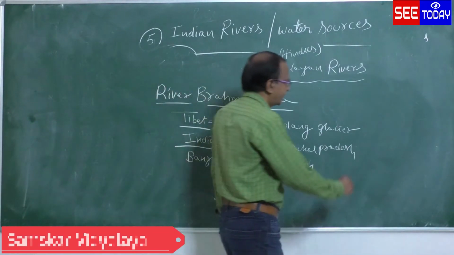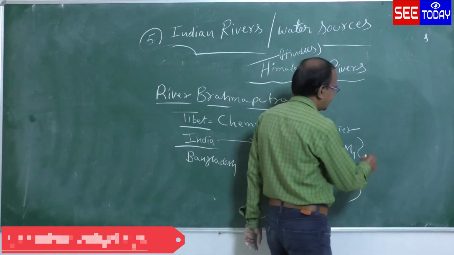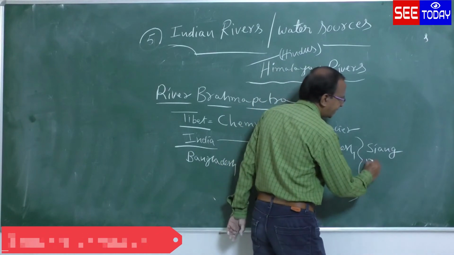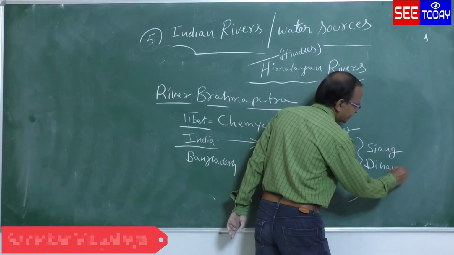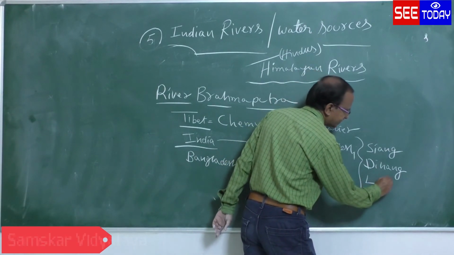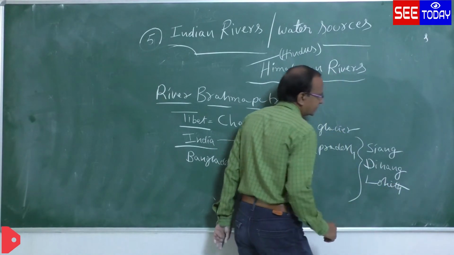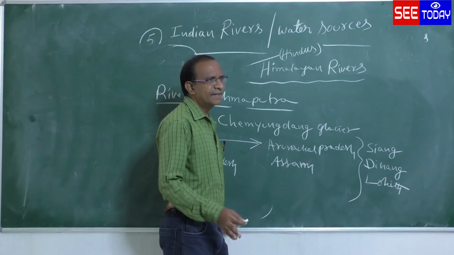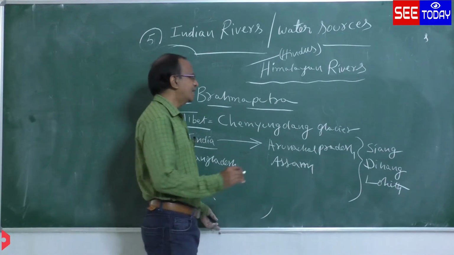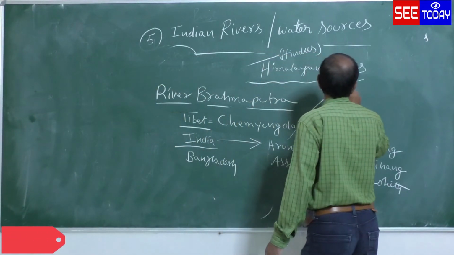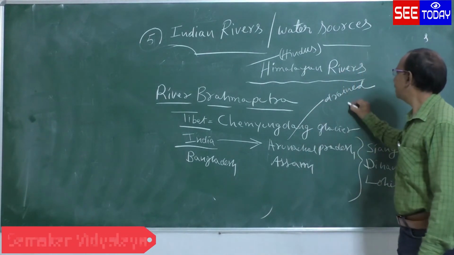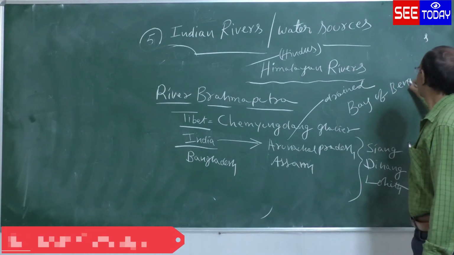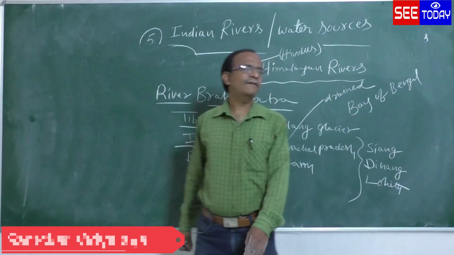Here it joins with some tributaries, which are referred to as Siang, Dihang, and Lohit. With these rivers together joining, the river Brahmaputra drains in the Bay of Bengal.